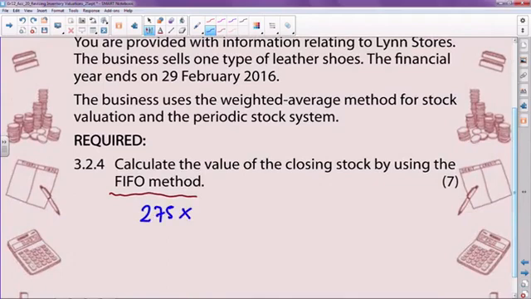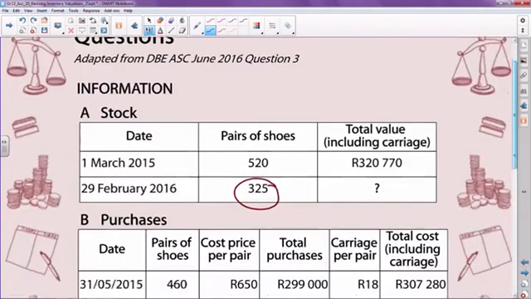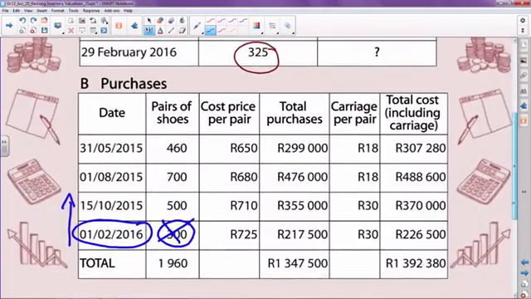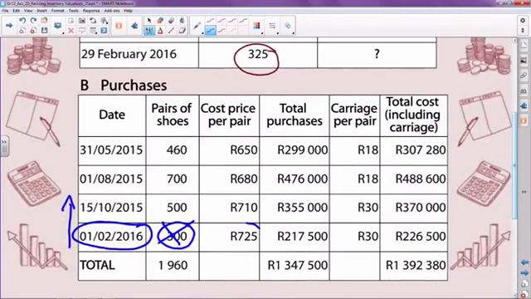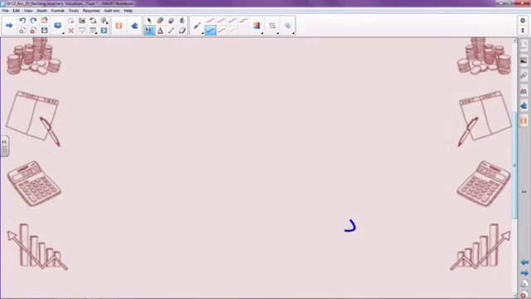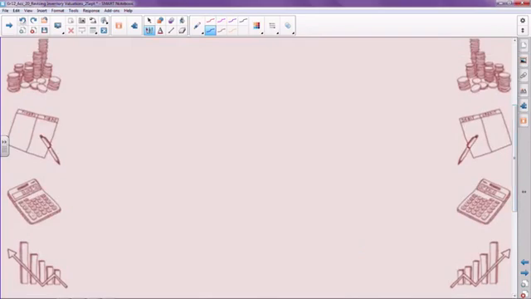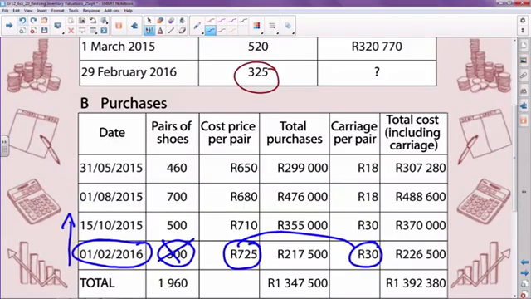Okay, fine. So if you have 275 of those units, you say 275 of those units, right, multiplied by, what was the value of those units? Let's go back and find the value of those units. The value of those units would be the cost price per pair of 725 plus the carriage of 30 Rand, which would give you a value of 755 Rand. What am I talking about? It's the 725 plus the carriage of 30 to give you a value of 755.